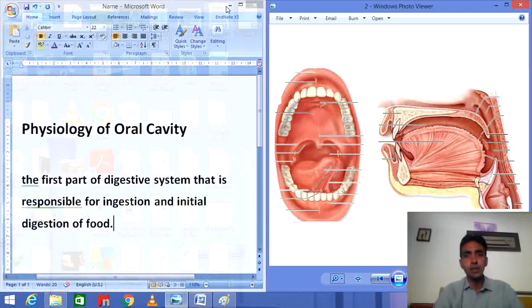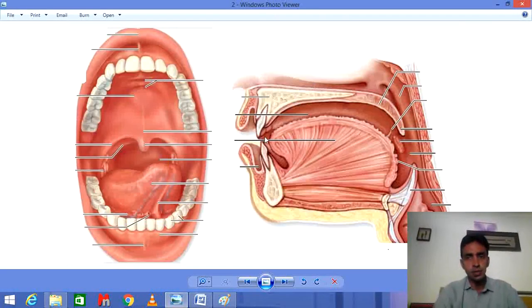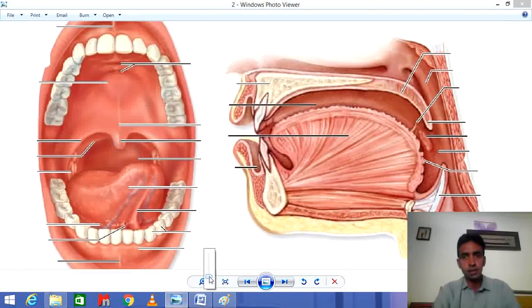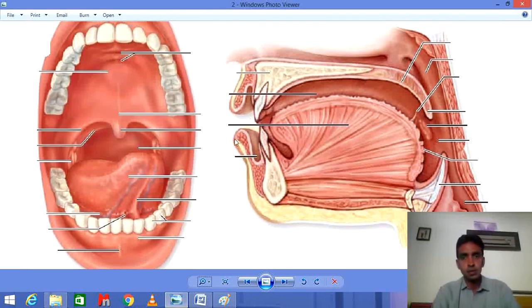In the oral cavity, we will learn about the structures which are conspicuous in this diagram. In this diagram, you can see that the oral cavity starts from the lips, from this area. I'm going to make it a bit bigger. From this portion to this portion, the oral cavity is represented.